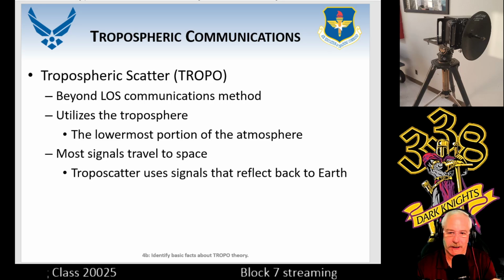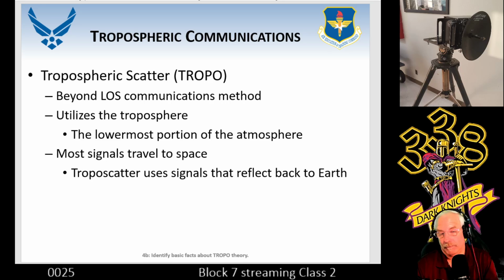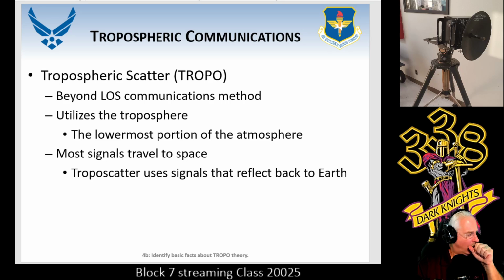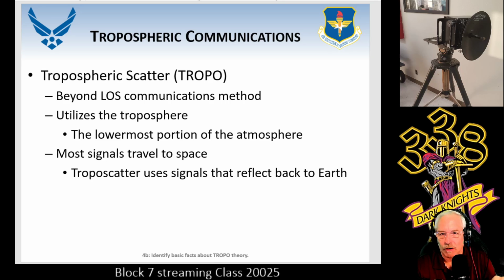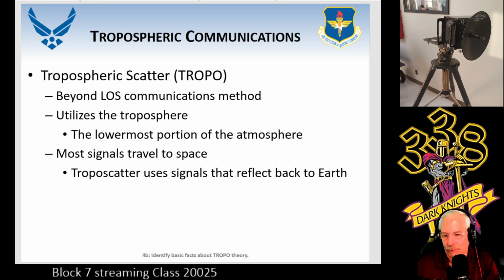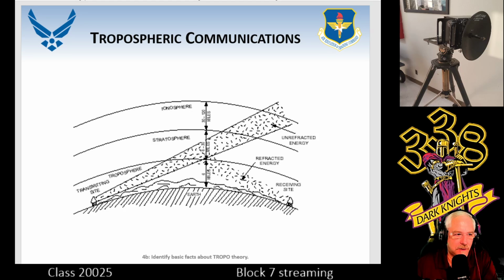I can tell you that HF will go a lot farther, and in some rare cases around the world, if the conditions are ideal. Tropo, not so much. It is still considered a line of sight or beyond line of sight. I call it over the horizon. It utilizes the troposphere. The idea is that the word reflect should actually be refract back down to Earth.